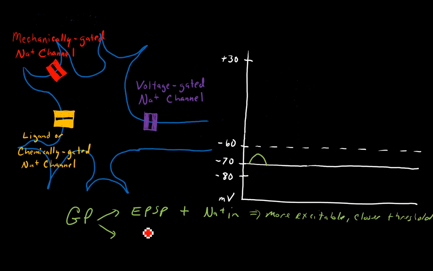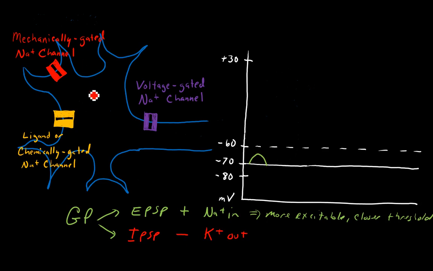On the other hand, there are also IPSPs, which stand for inhibitory postsynaptic potentials. These are anything that will make the cell more negative. This typically involves the movement of potassium, not sodium, out of the cell.